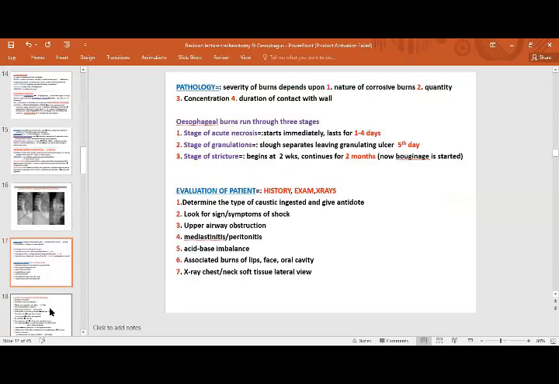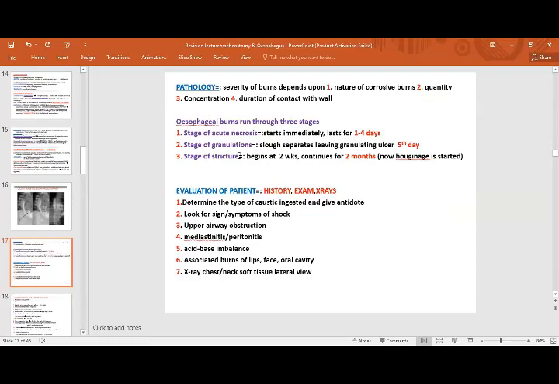Basically, I have told you the underlying pathology, and there are 3 stages in esophageal burns. The stage of acute necrosis starts immediately and lasts for 1 to 4 days. The stage of granulation: the slough separates, leaving a granulating ulcer, around the 5th day. And the stage of stricture begins at 2 weeks and continues for 2 months. Stricture is the condition where surgical intervention is needed.